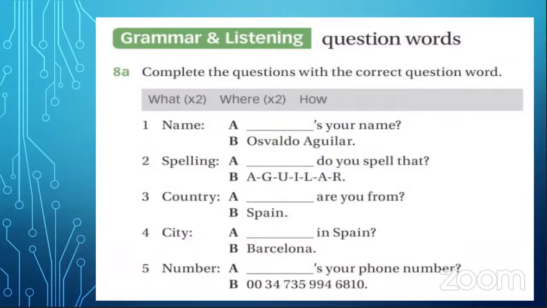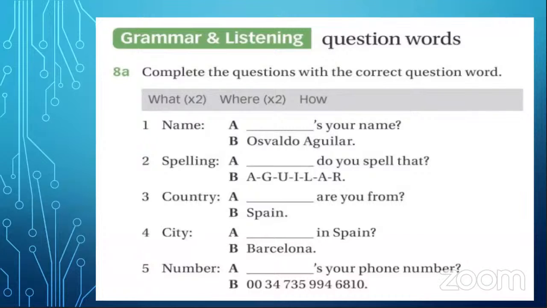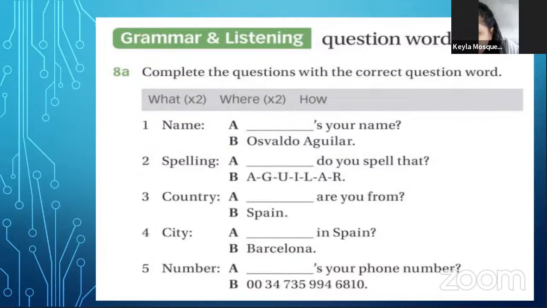Llevan mascarilla, por ahora. A ver, Miss Keila, los números. El cero en inglés. Ok, en inglés, mira, tenemos dos formas. Zero. Zero. Okay. Ok, vamos, Miss Mosquera. Los números. El cero, ¿no? Ok. 0, 0, 3, 4, 7, 3, 5, 9, 9, 4, 6, 8, 10.